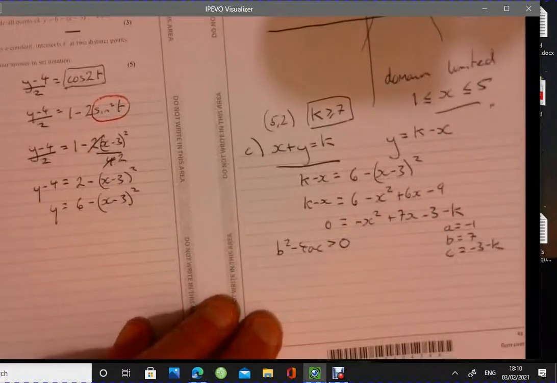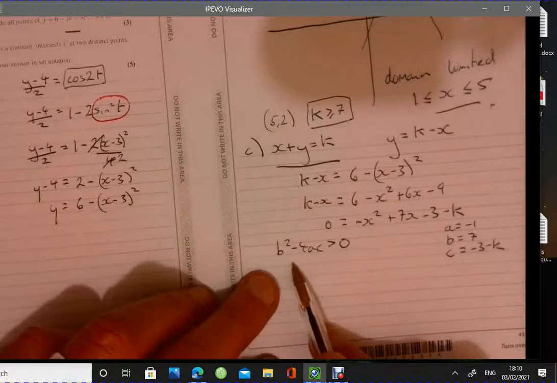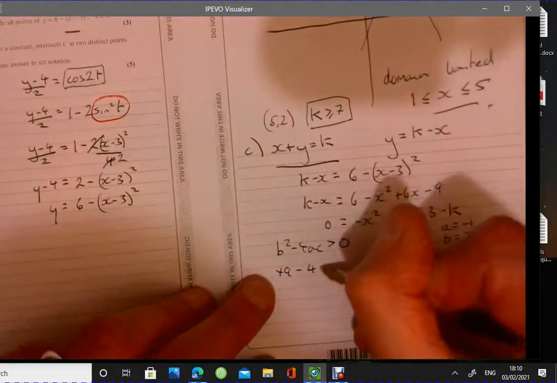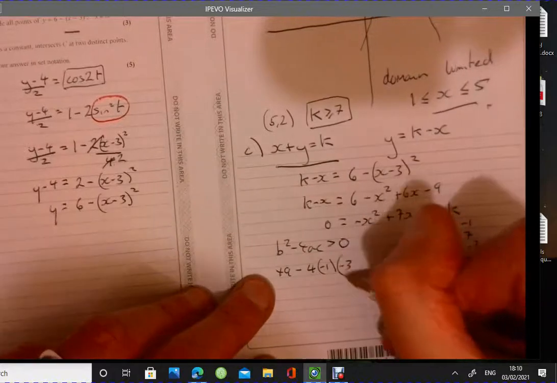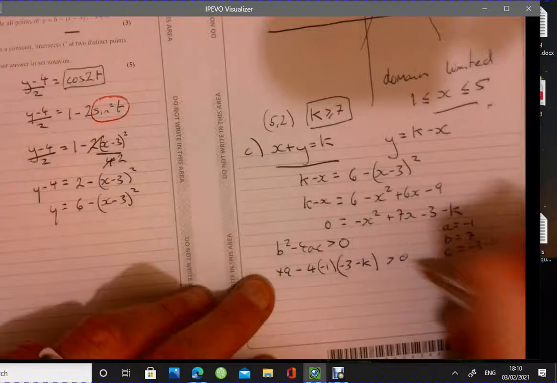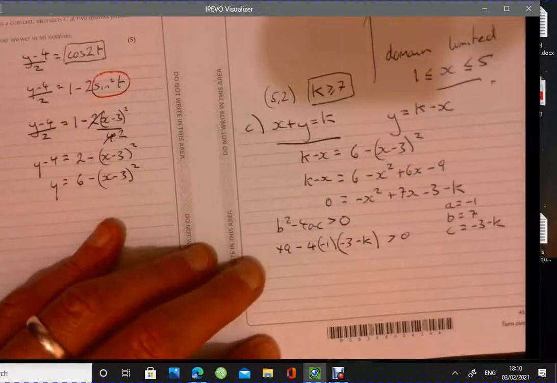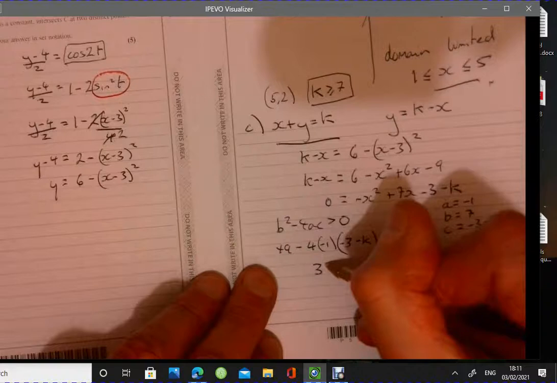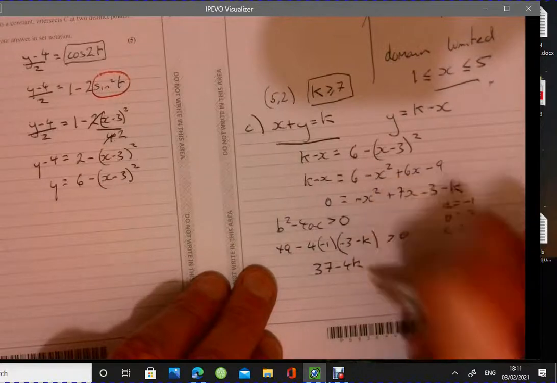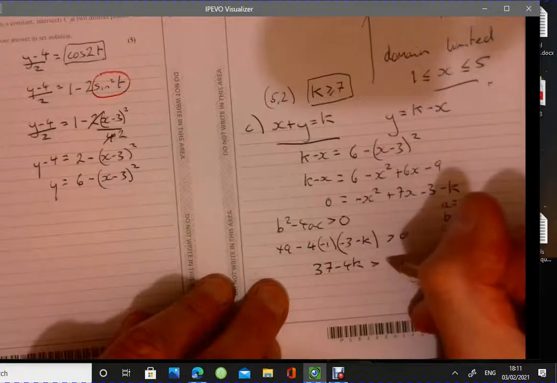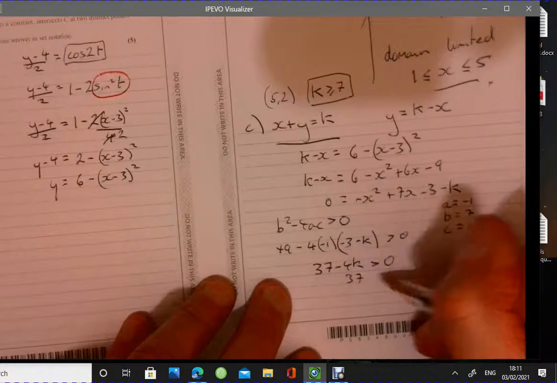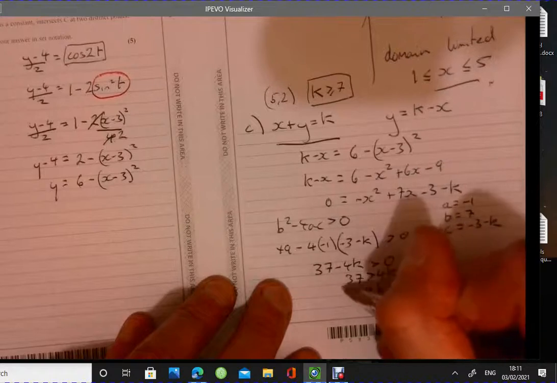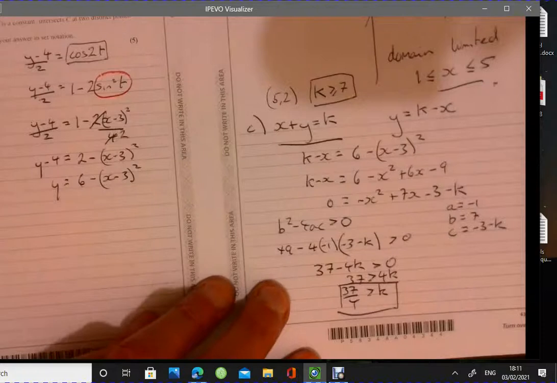So if I sub that lot into here, that's going to give us, what's that going to give us? 49 take away 4 multiplied by minus 1 multiplied by minus 3 minus k. That's got to be more than 0. So where's that going to take us? So if I multiply this out, simplify this, it's going to give me 37 minus 4k. I've jumped a little step there, okay? I'm sure you can do that. Add 4k to both sides, so 37 adding 4k, divide by the 4, so k has to be less than 37 over 4. So we've got our 2 points here.